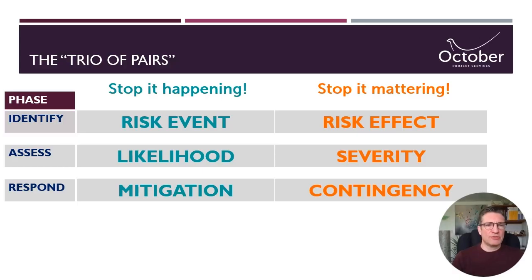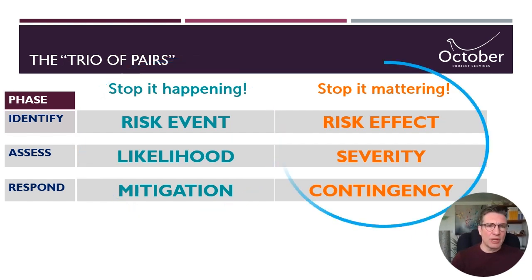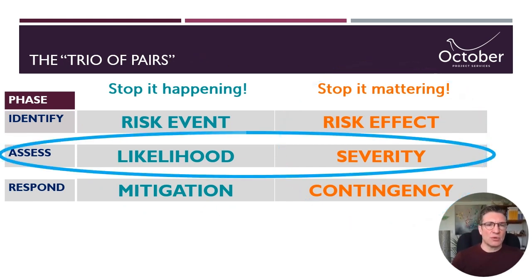So last time I introduced the trio of pairs approach, which groups our identification, assessment and response phases into these three pairs. The first group concerned with stopping or at least reducing the likelihood of the event even happening, and the second group about reducing how much it matters if it does. The risk assessment phase, though, is vital. This is what allows us to focus our attention on the highest priority risks, those that will have the biggest adverse effect on our project. And this priority is going to be a combination of how likely and how severe each risk is.